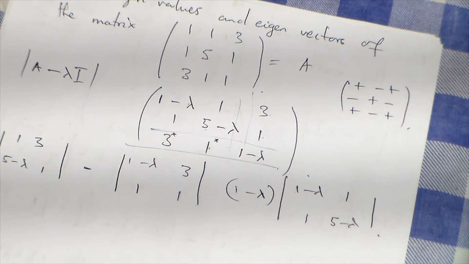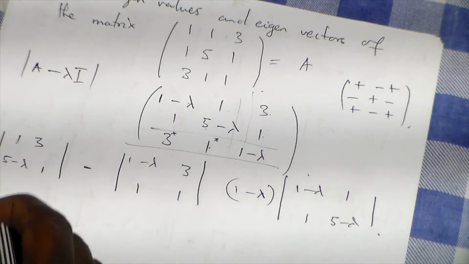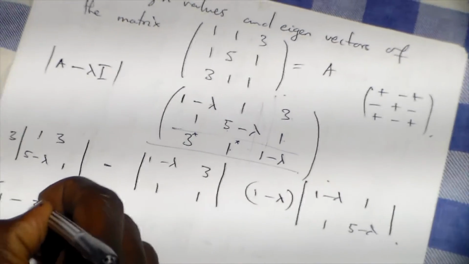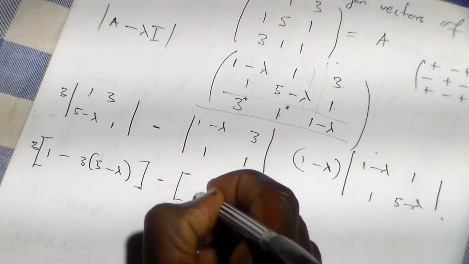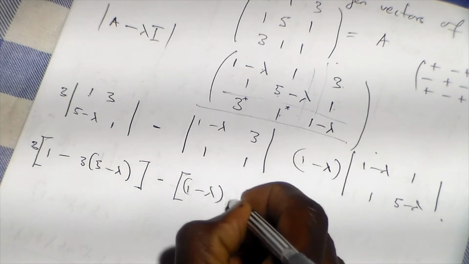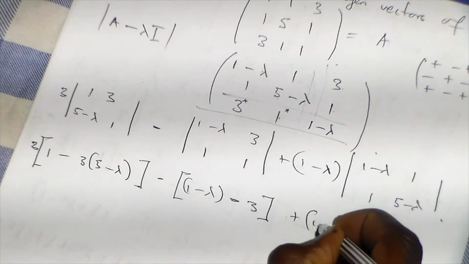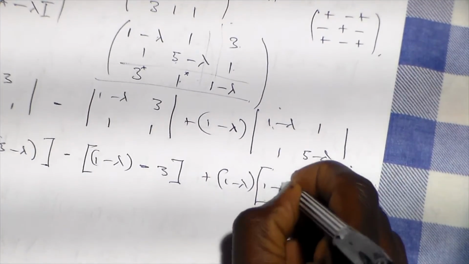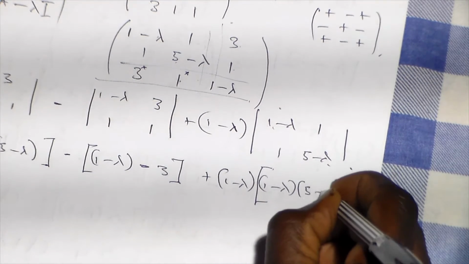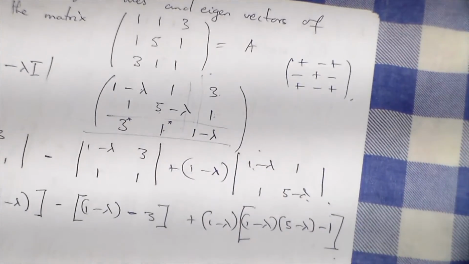Now finding the factor for each matrix, I'm saying 1 times 1 minus 3, 5 minus lambda. Then the second factor is 1 minus lambda minus 3. Then we are saying plus 1 minus lambda. So we are saying 1 minus lambda multiplying 5 minus lambda minus 1.